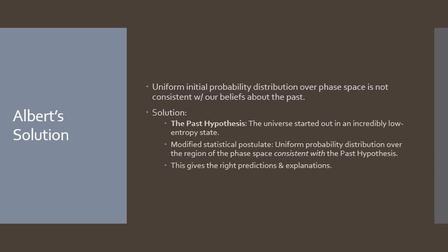Okay, and then instead of assuming that you should give a uniform probability distribution over the region of phase space that's consistent with the current state of the universe, we assume that you should give a uniform probability distribution over the phase space consistent with the past hypothesis and the current observed state of the universe. So if you do that, then that gives you the correct predictions and explanations. That gives you the standard one-way entropy, where entropy increases in the future and not in the past, and so on.